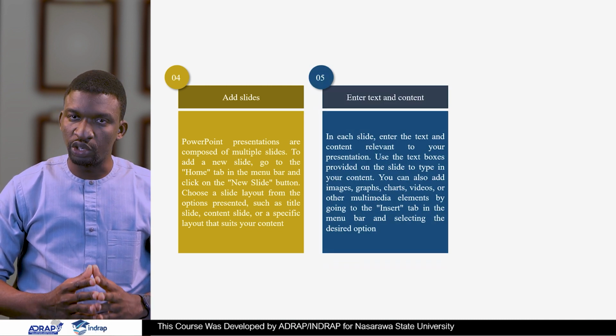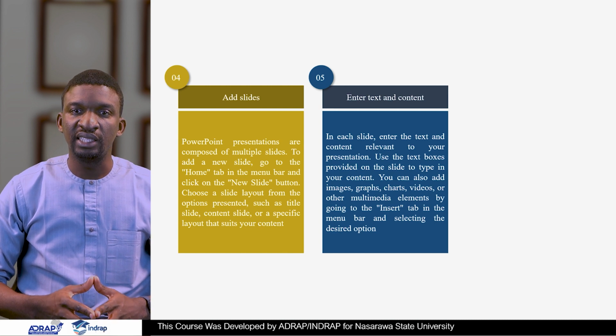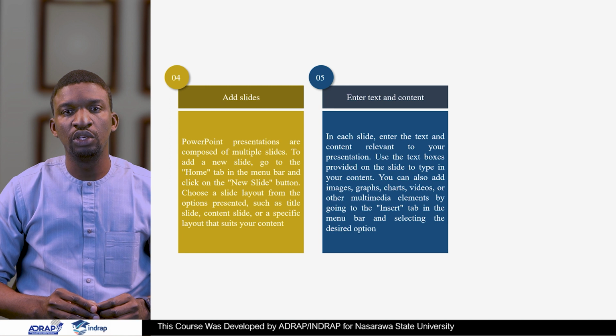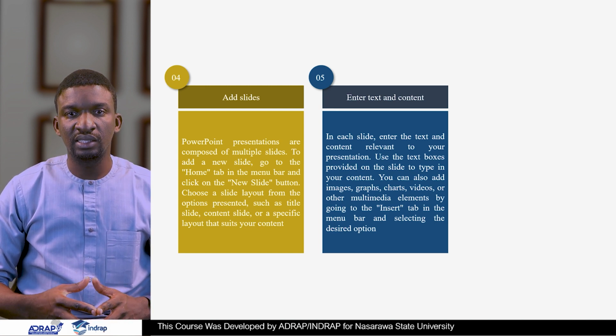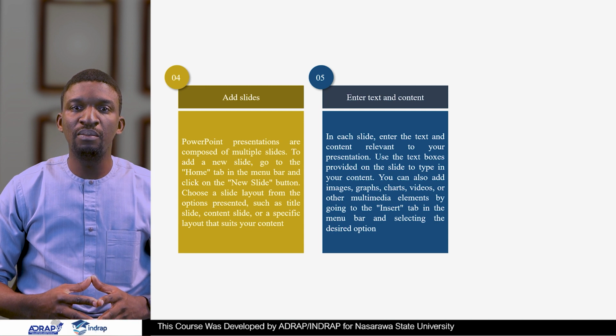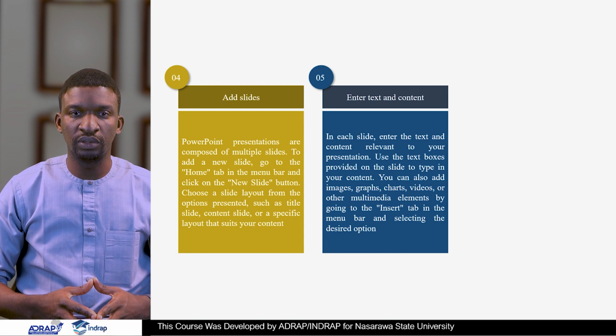Enter text and content. In each slide, enter the text and content relevant to your presentation. Use the text boxes provided on the slide to type in your content. You can also add images, graphs, charts, videos, or any other multimedia elements by going to the Insert tab in the menu bar and selecting the desired option.